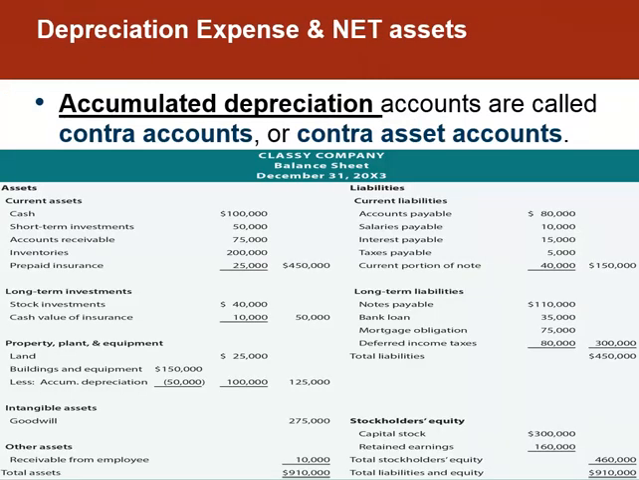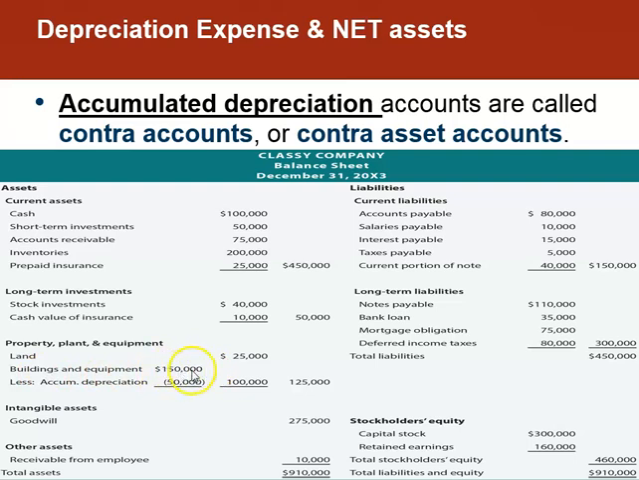So what we have here is a balance sheet for this classy company, and it says depreciation expense and net assets. Now, depreciation expense is over on the income statement, but for the balance sheet, we're going to look at this concept of net assets. We've got some property, plant, and equipment here. Land of 25,000. We don't touch land. But look what we did here. We bought buildings and equipment totaling $150,000.